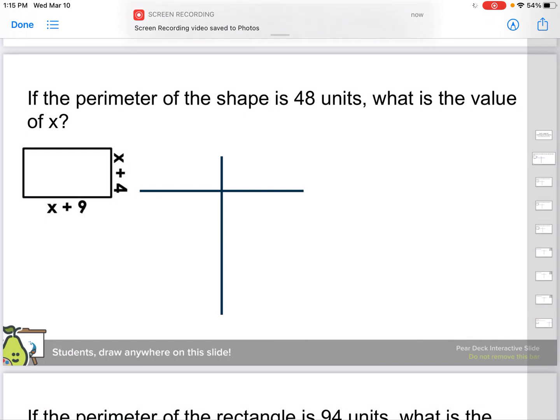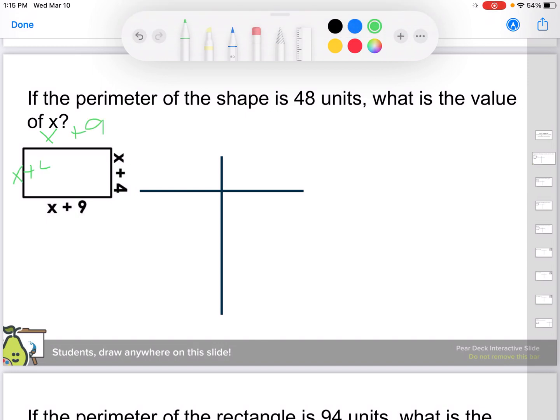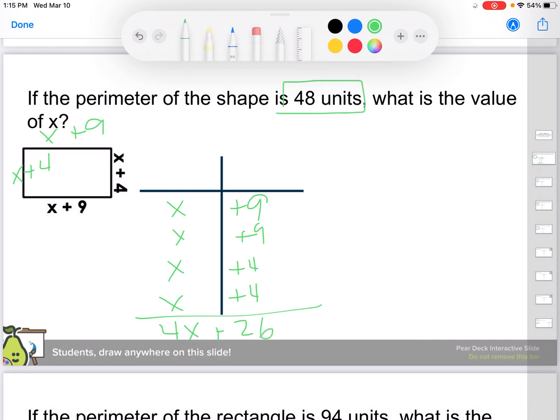So now they're taking it a step further. I'm going to start just like I did yesterday and combine my like terms. So I have x plus 9 and x plus 4. That means I have x plus 9, x plus 9, x plus 4, x plus 4. So I have 4x and then 18, 22, 26. If I know that my perimeter is 48, I'm going to set this whole thing to 48. So 4x plus 26 is equal to 48.